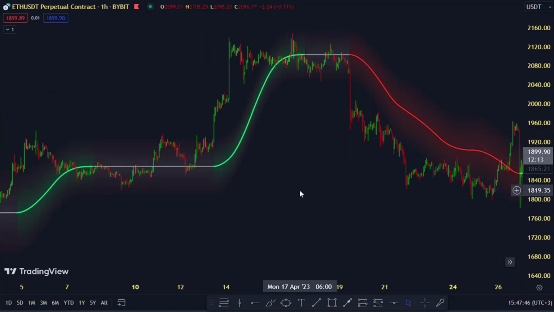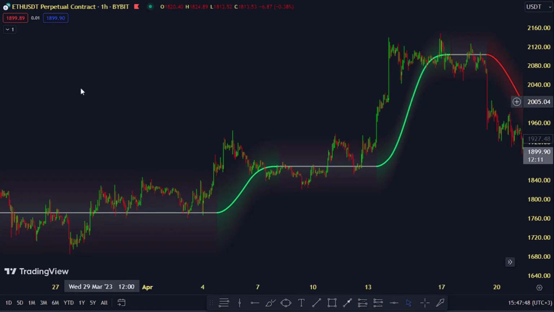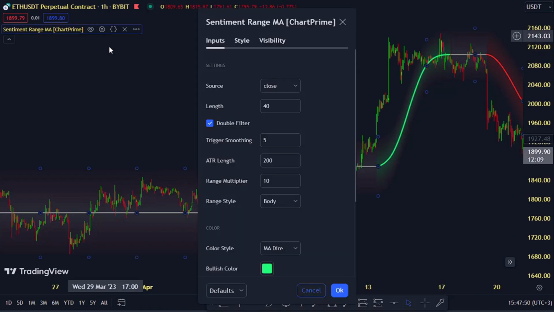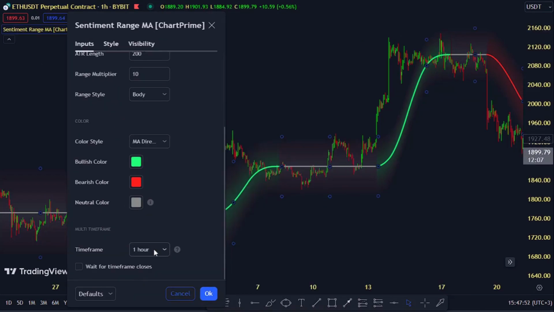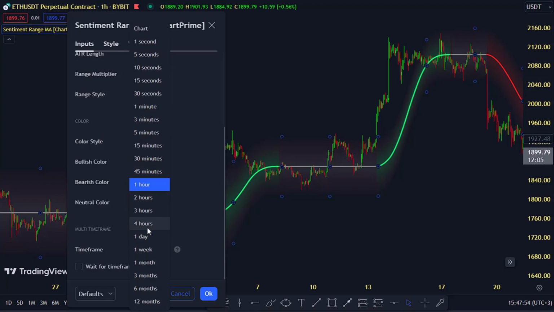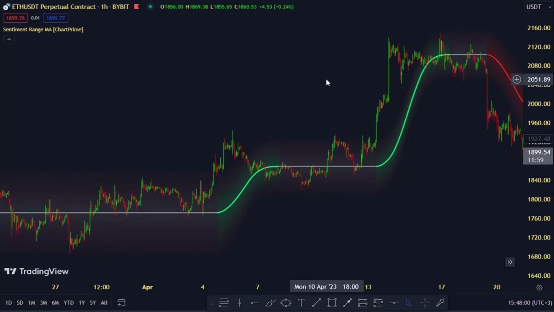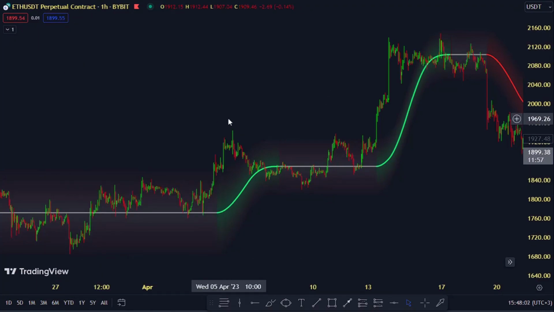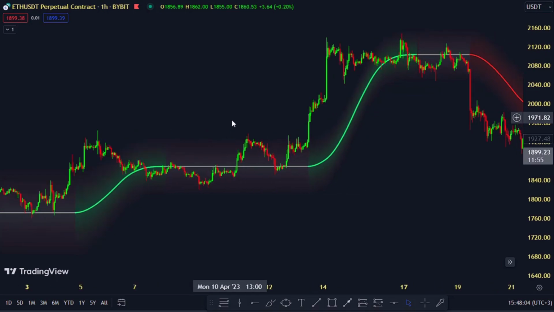But wait, there's more. This indicator also offers multi-time frame price analysis, just like a 4-hour or daily chart. And voila! Now you can see the bigger picture, and you don't need to switch in between time frames. You have it all in one on your screen.